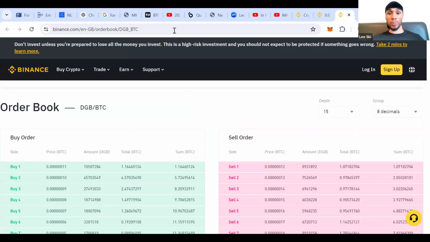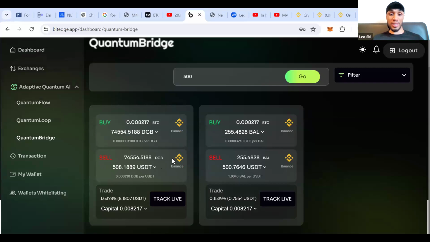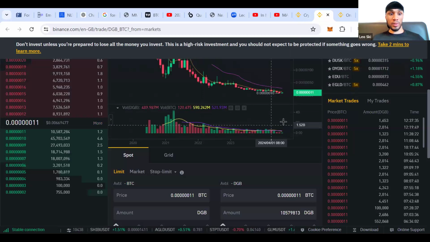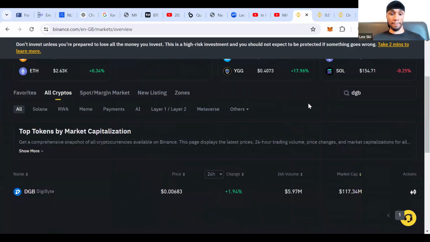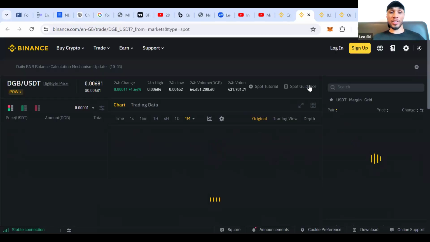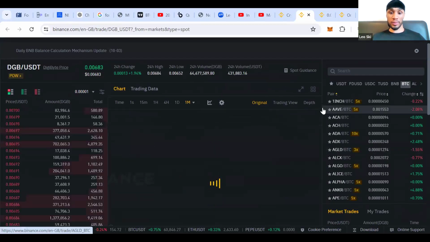So you can look at the order book for the first transaction, and then you can look at the order book for the second transaction. And the second transaction here is DGB USDT. So now I'm going to go on to DGB USDT. And again, you don't need to be logged in or anything like that, right? For you to look at the order book.